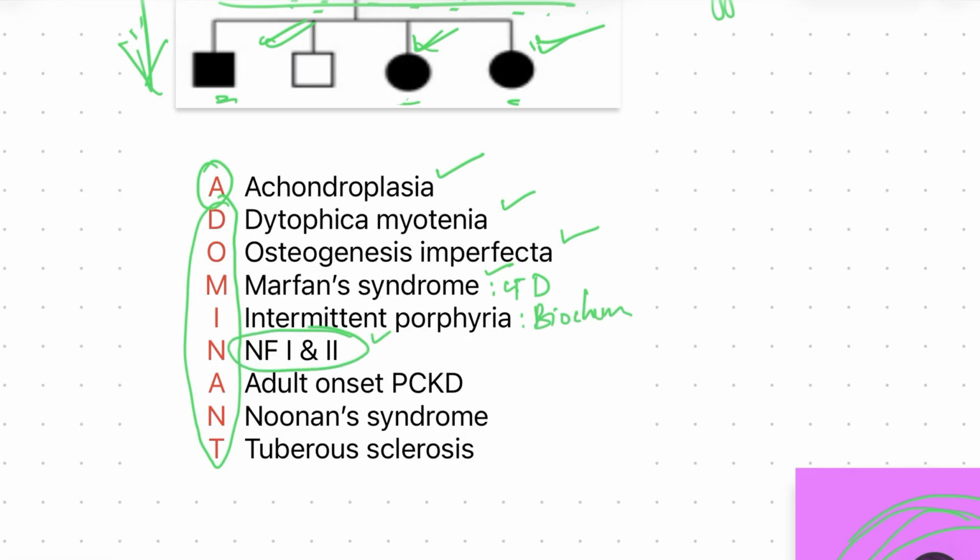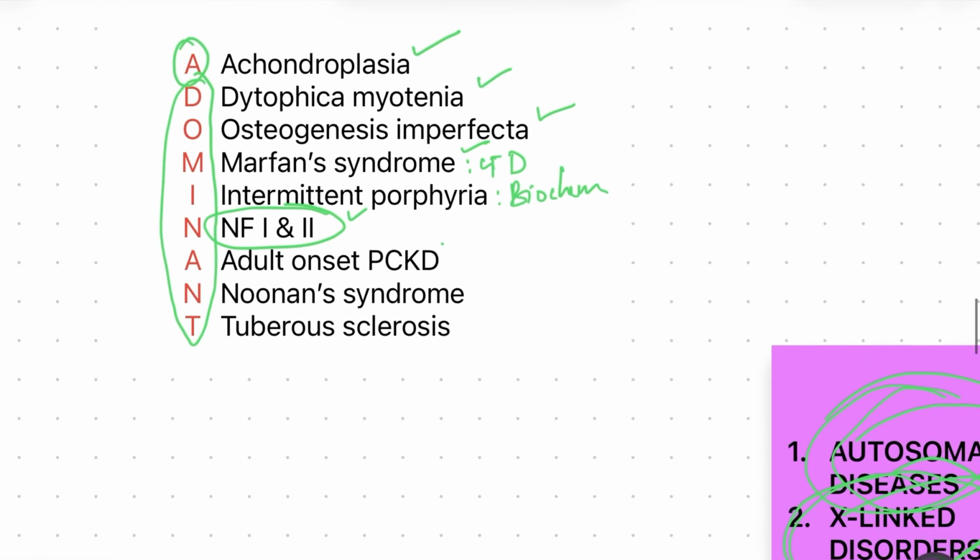Then there will be vertical transmission: as you can see, in the first generation, second generation, and in the third generation there are affected kids. Then there will be no skipping of generations. It is seen in the first, second and third generation, so there is no skipping. Usually it affects structural proteins. And here comes what you have to remember: which diseases come under autosomal dominant.